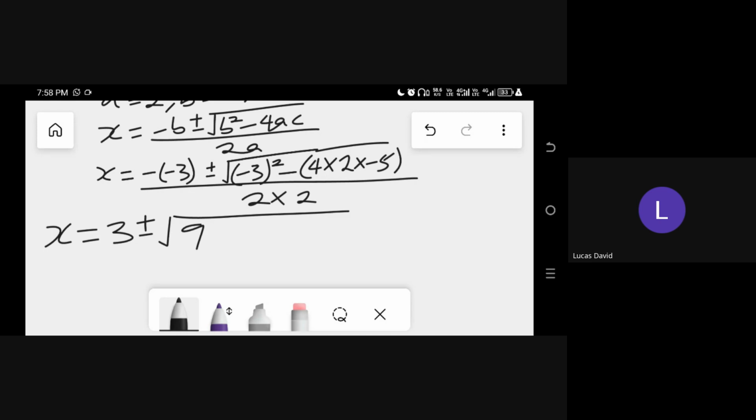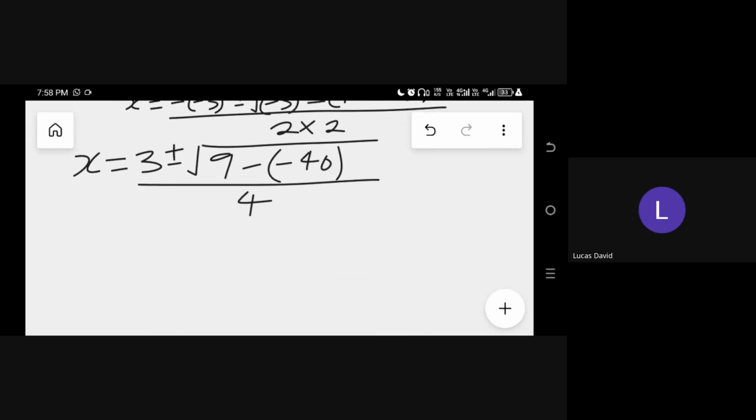Then minus 4 times 2 is 8. 4 times 2 is 8. 8 times minus 5 is minus 40. They have that there over at the bottom. 2 times 2 is 4.